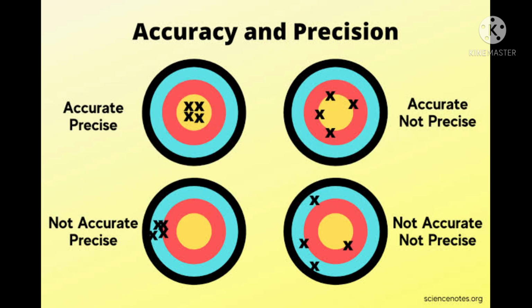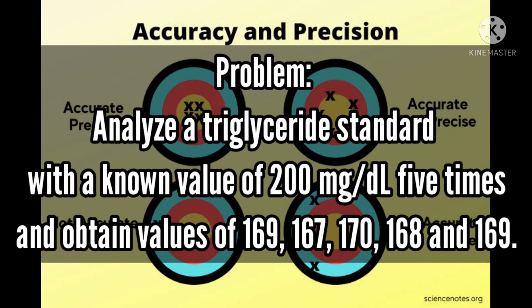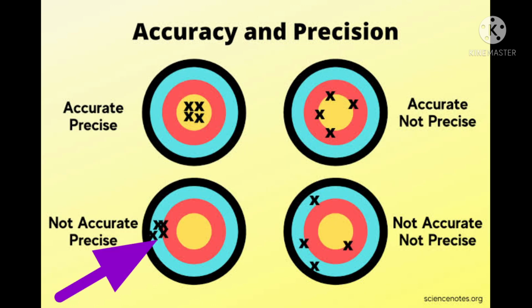Okay, let's go back to our example. If we analyze a triglyceride standard with a known value of 200 milligrams per deciliter 5 times and obtain values of 169, 167, 170, 168, and 169, we can say that our methodology is extremely precise. However, its accuracy is way off and the procedure needs to be recalibrated. As I have said, you have to use your standard once again.